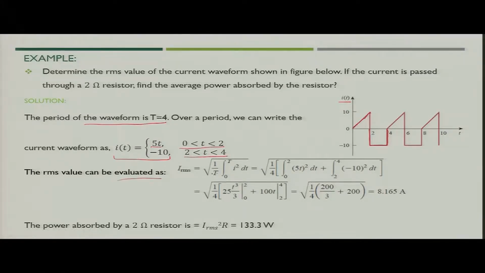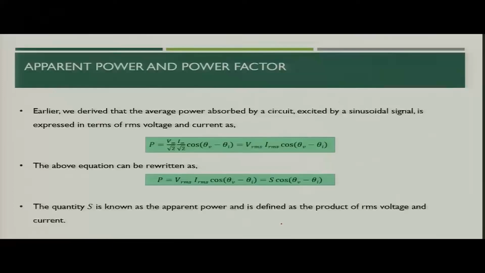So, how can we calculate the RMS value? Irms would be the square root of 1/T integral from 0 to T of i square dt, and simply put the value of current i for 0 to 2 and 2 to 4. When you simplify this integral, you will get Irms as 8.165 amperes. When you get this current, you can simply put the value in the average power P, which is nothing but Irms square R, and you will get the power absorbed by the resistor, that is 133.3 watts.